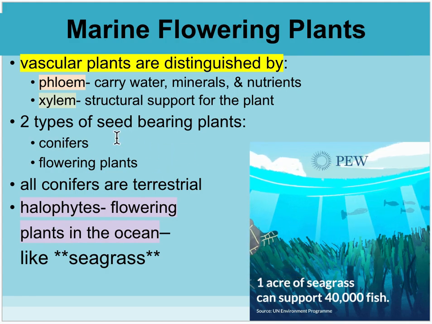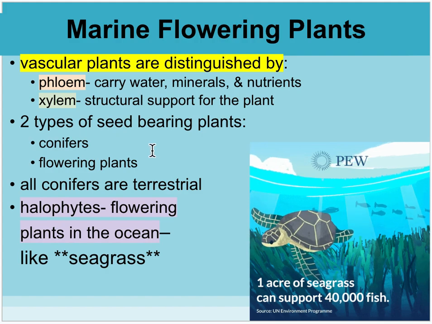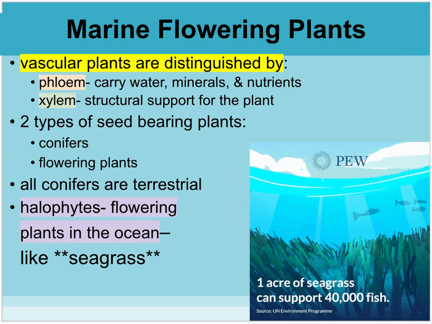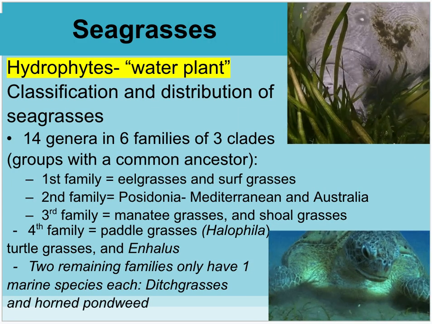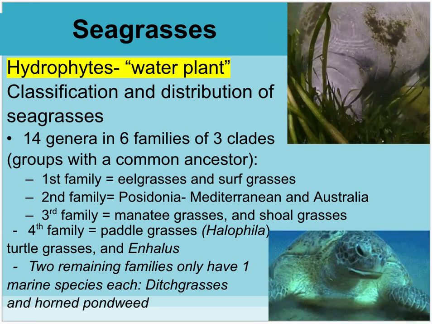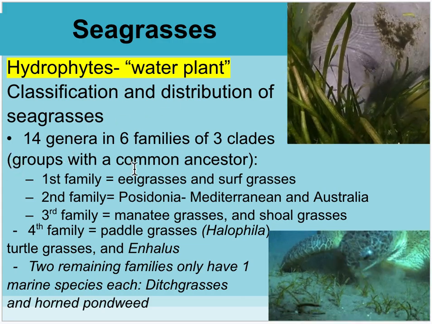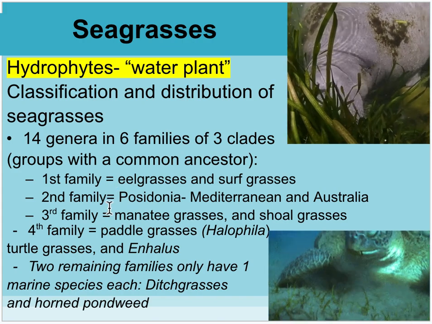Conifers with cones are only on land. But there are a few halophytes, flowering plants, that are found in the ocean, and one example of that is seagrass. Hydrophytes are water plants, and there are a few different families here that I'm going to mention.